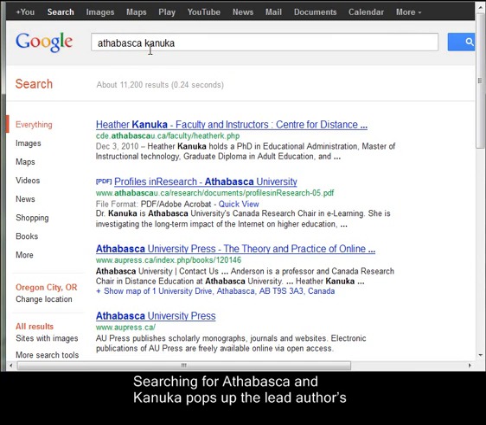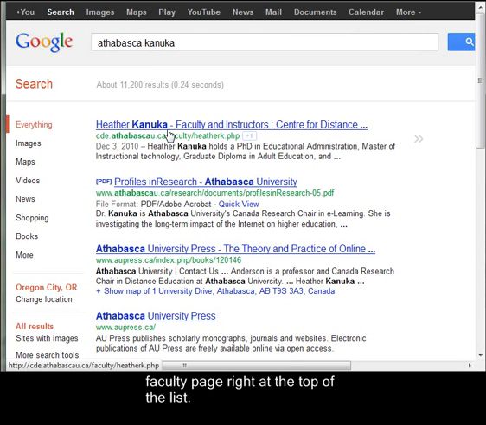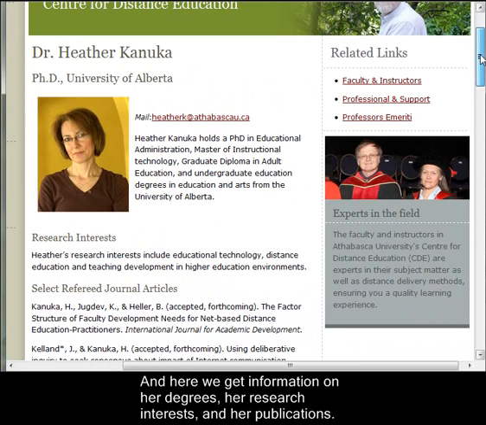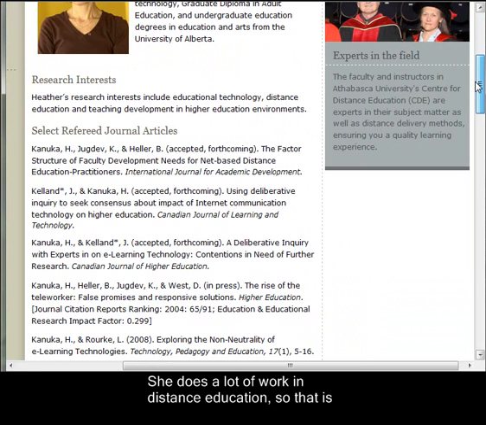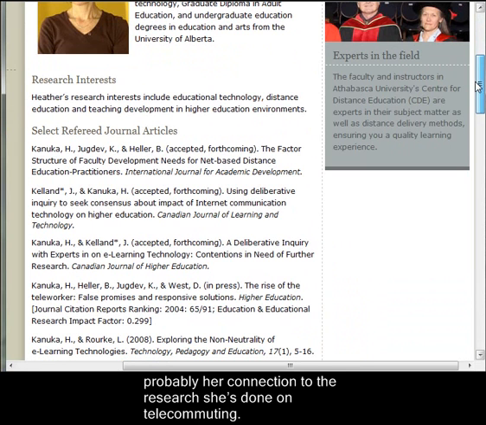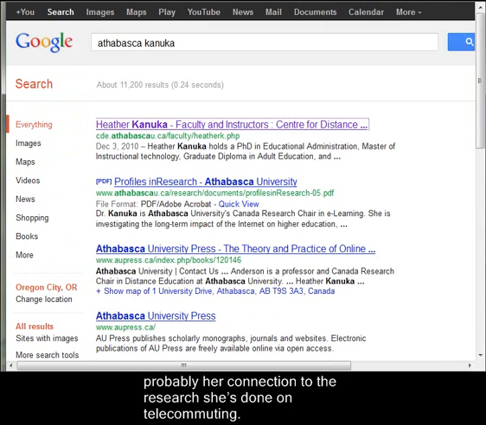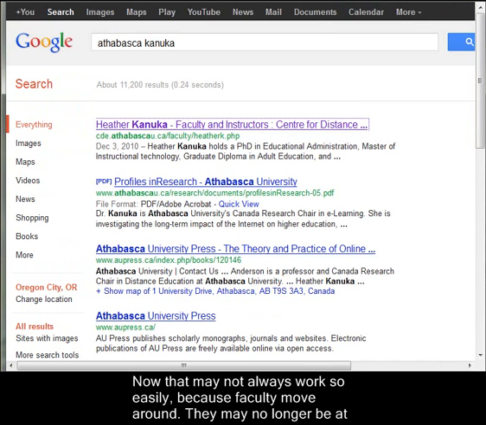Searching for Athabasca and Kanaka pops up the lead author's faculty page right at the top of the list. And here we get information on her degrees, her research interests, and her publications. She does a lot of work in distance education, so that is probably her connection to the research she's done on telecommuting.